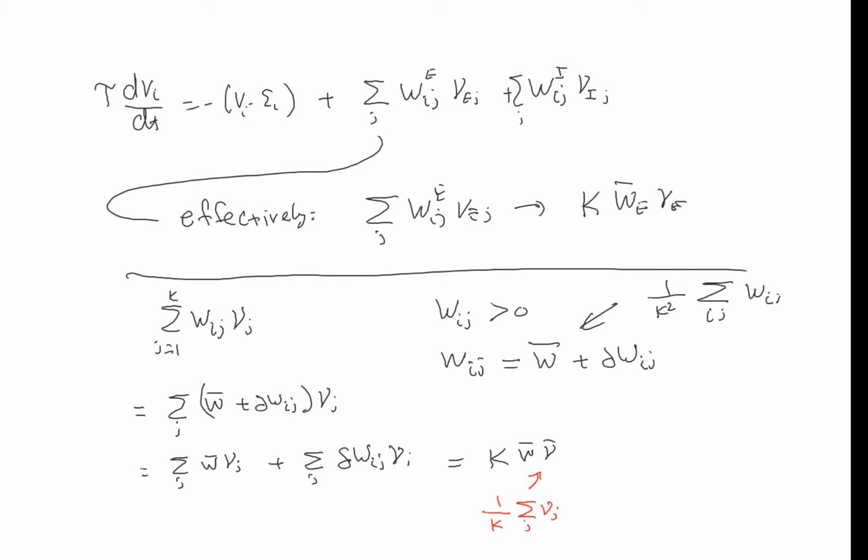Okay, so that's exact. What about the second term? Plus the sum on j of delta w_ij nu_j. How big is that term? So this is a zero mean variable, and it's effectively a random variable. Okay, the weights are chosen randomly, so the w_ij are completely random.